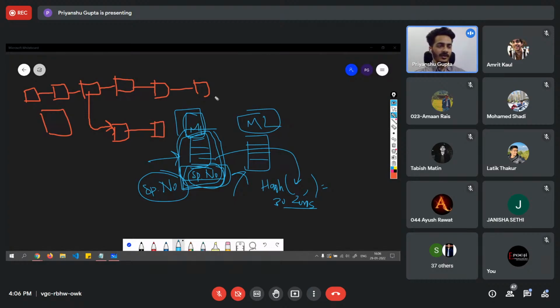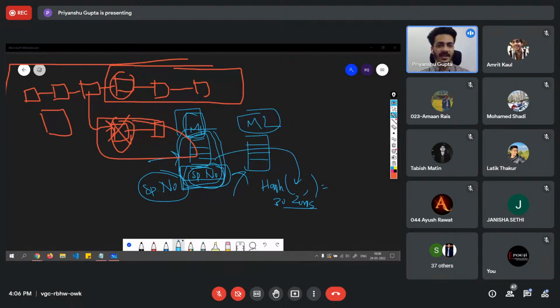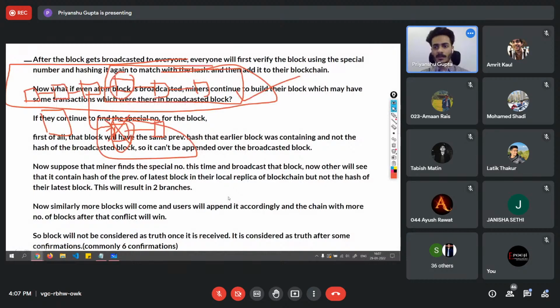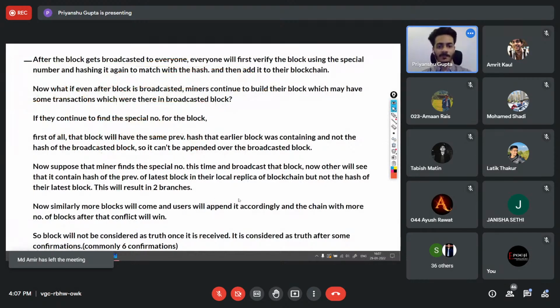Suppose now other miners started making blocks and continued broadcasting those blocks, and now I received blocks further regarding this thing here and this here. Now this chain has more blocks, so I get more confirmation for this block that this block is right and not this. So I will cancel this branch and I will consider this branch as truth. So this is how blockchain actually works. I think that was it for the first phase, and that is all what I have written here.